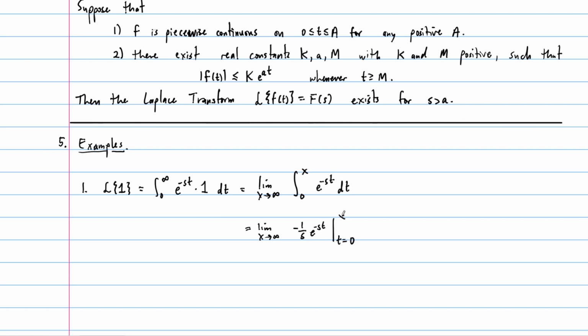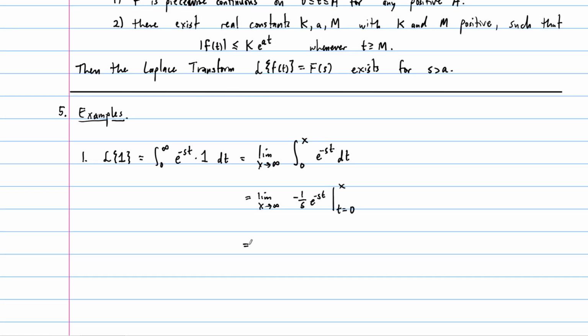So t goes from 0 to x. Again, t is the variable of integration. That's why we're plugging in the boundaries for t. And then at this point, we plug in those boundaries before we compute the limit, right? Make sure everything's plugged in before we compute the limit. And what do we get?